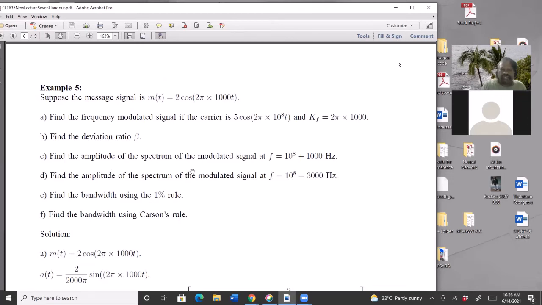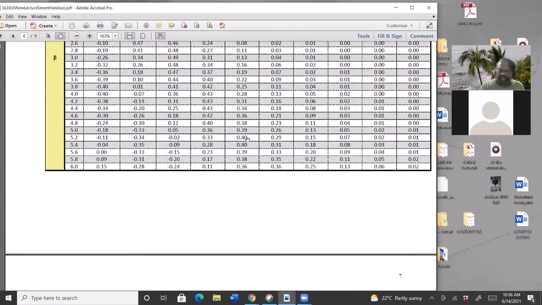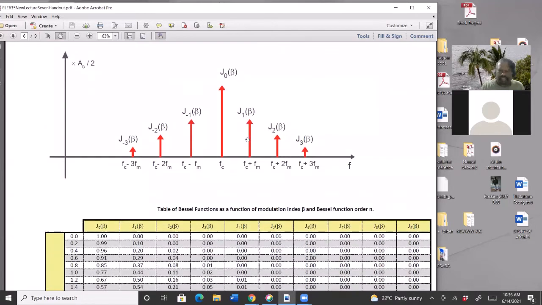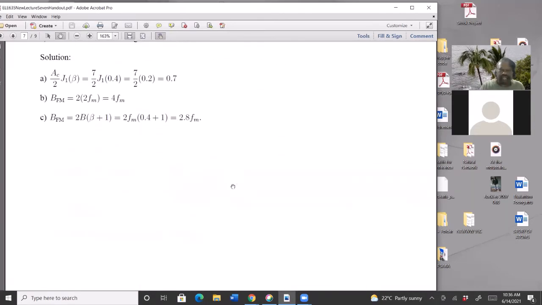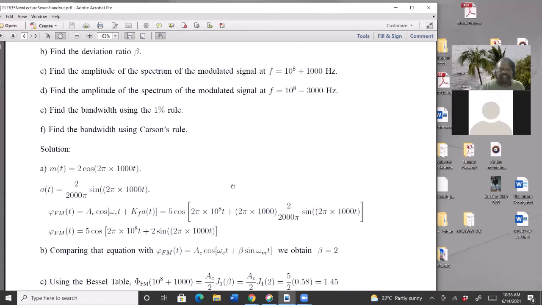Find the amplitude of the modulated spectrum at 10 to the 8. Remember, 10 to the 8 is the frequency of the carrier, Fc plus 1000. 1000 is the bandwidth of the message signal. So that means they are asking Fc plus Fm. What's happening at Fc plus Fm? They are asking for this value, which of course is J1 of beta. And what was our beta? I forgot what our beta is. Our beta is 2. See, beta is 2.